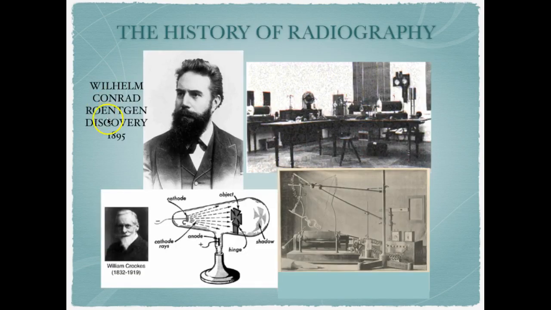Röntgen named these rays that now projected the bones of his hand onto a screen, X for the unknown. And for a time, they were also known as Röntgen rays.